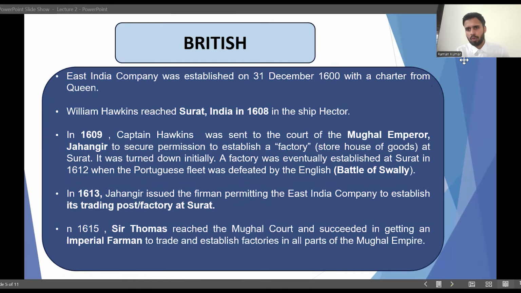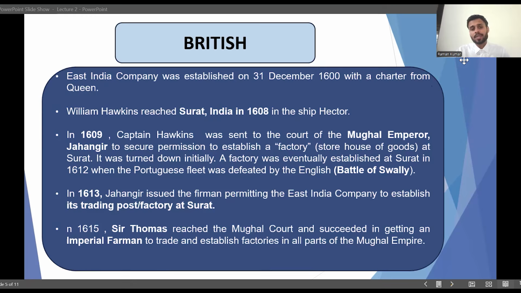Now coming to the most important power, not most important during the 17th century actually, but as we will see, they became the most important during the 18th century and onwards. Basically, the East India Company was established in 1600. It received a charter from Queen Elizabeth, who permitted them and gave them a total monopoly to trade in the East, particularly with India. William Hawkins reached Surat in 1608 in a ship known as Hector. So it was William Hawkins who came to represent the British in India for the first time.